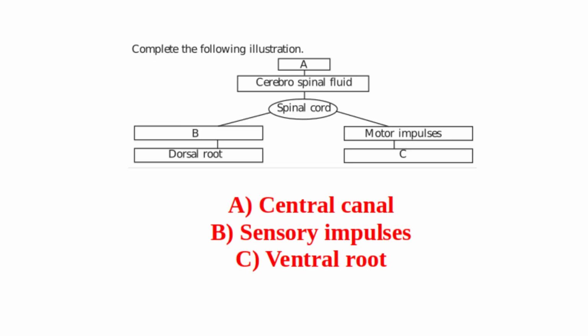Then B is related to the dorsal root, and C is related to the motor impulse. So we can identify the dorsal root is associated with the sensory impulse. The answer B is sensory impulses. And the answer C, that is the part of the spinal cord through which motor impulses travel, is the ventral root. The answer C is ventral root.